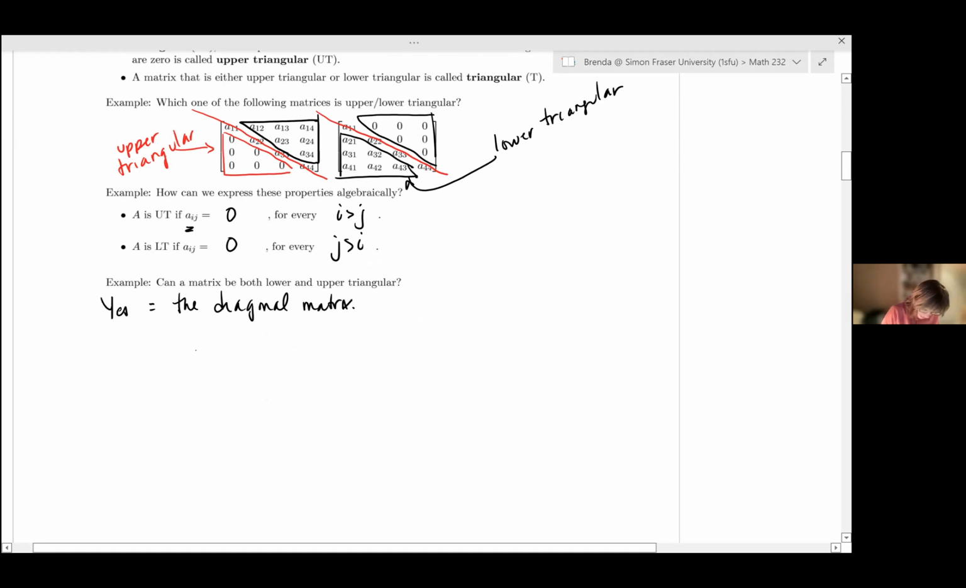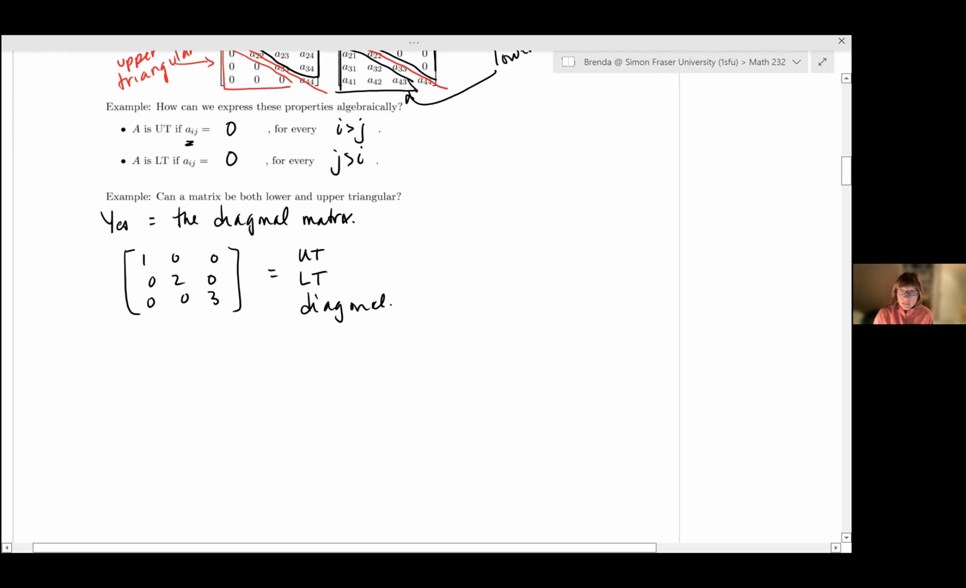Okay, so for example, we could have this kind of matrix. I think I've already used this example, in fact. So this is upper triangular, it is lower triangular, and it is also diagonal. Okay, we're going to see a little bit later, but let's just bring this up right now. We have, of course, the possibility of a diagonal matrix where all the diagonal entries are 1.